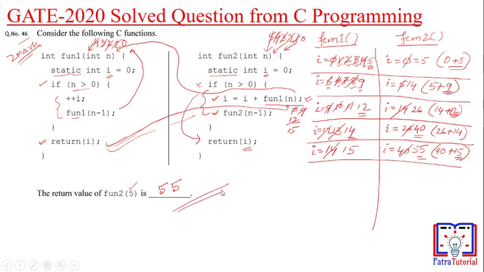Okay, so this was the 2 marks question in GATE 2020 and it was very easy, and the concept was only that static storage class. Okay, so I think you have understood this problem, and if you have any doubt you can comment on my video. And this is the correct answer, and IIT Delhi already published the answer, so I have checked the answer. So 55 is the right answer.